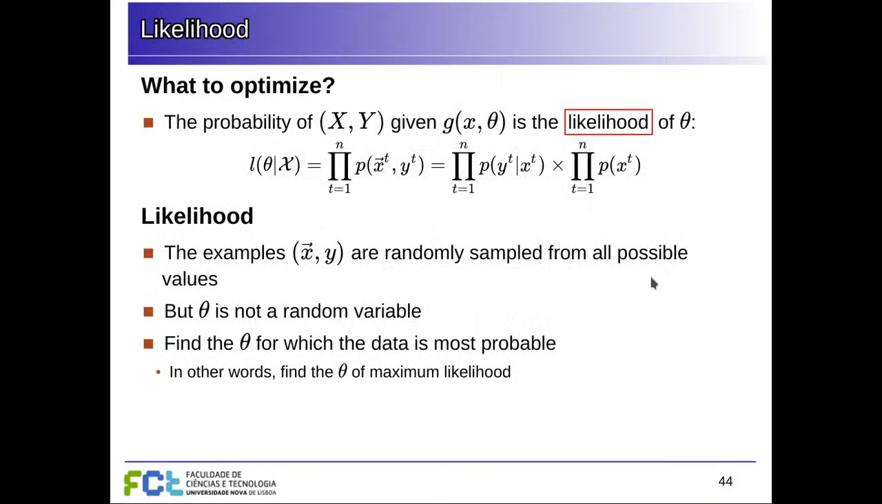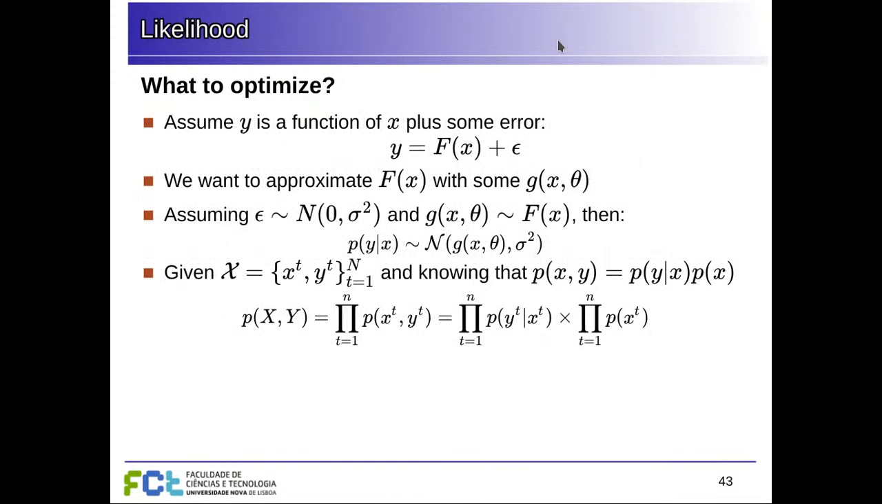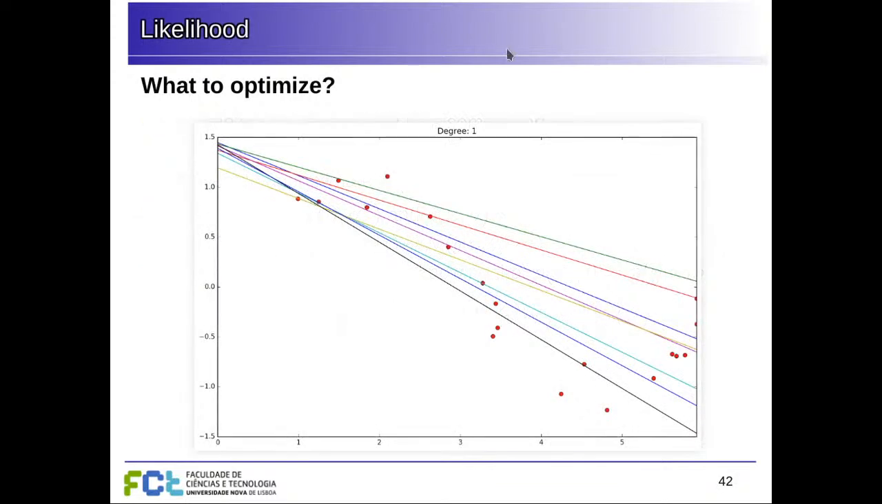So this would be the probability of the data given the parameters of our model, and this is also called the likelihood of the parameters of our model. And this is basically what we want to maximize. We want to find the straight line in this case, for which, if we consider that this data is distributed in a straight line plus some random noise, we want the straight line that maximizes the probability of finding this data. And this would be the maximum likelihood solution.